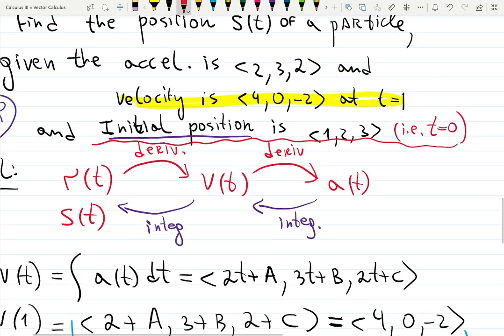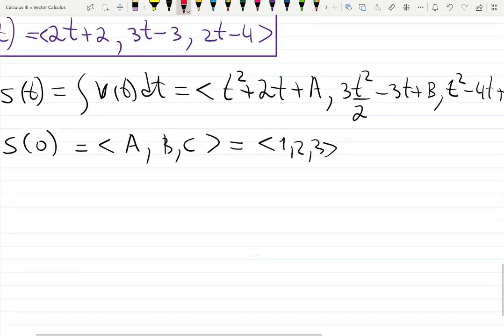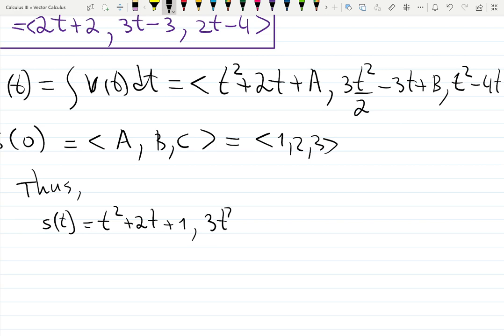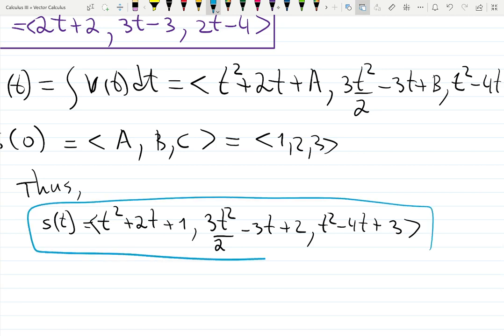So at 0, it's 1, 2, 3. Here it is 1, 2, 3. So A, B, and C are immediately found. And we can finally finish the problem. Thus, the answer is S of t will be t squared plus 2t plus a, which is 1. 3t squared over 2 minus 3t plus b, which is 2. T squared minus 4t plus c, which is 3. Done. Kind of more work than actually something new.